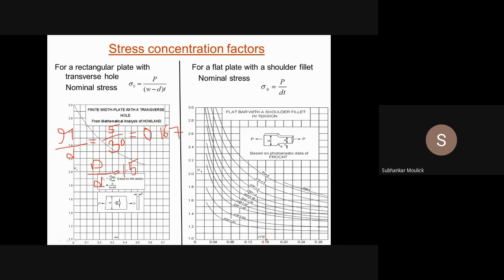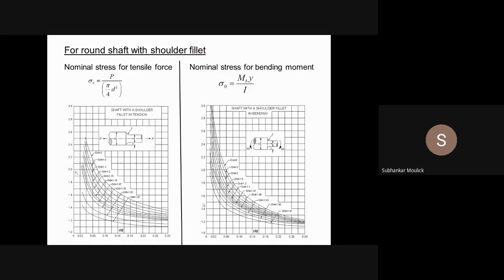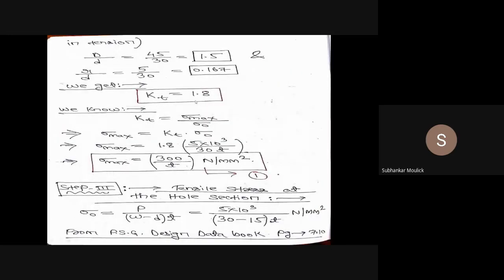So from 0.167, I will drop a straight vertical line up till capital D by small d 1.5. This is that particular point. From this point, I will go horizontally along negative x-axis. This particular value will be your value of kt, which is near about equal to 1.8. Is it clear? Yes, sir. So that is kt is 1.8.